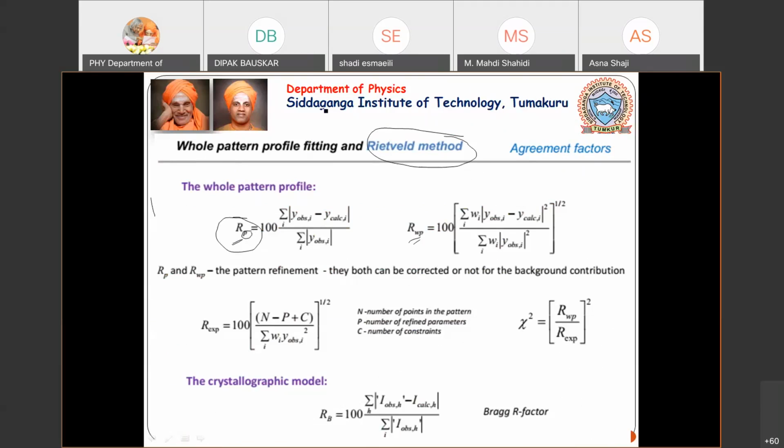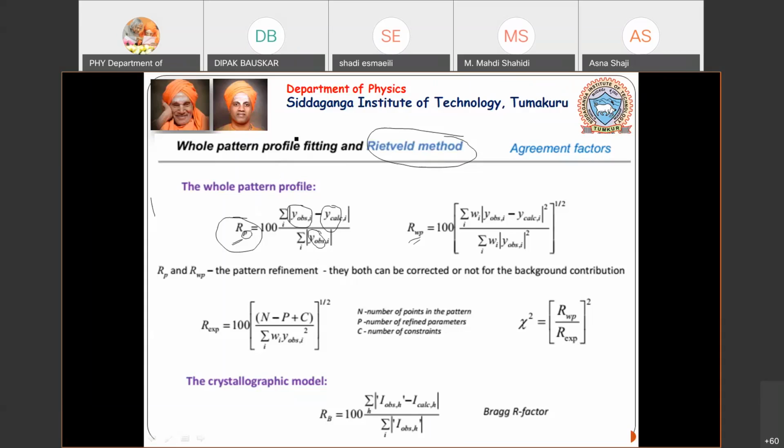When you do a profile fit or a Rietveld fit, you get these Rp, Rwp, or Rexp values in your out file, or even when you run FullProf, it shows all these things. So you should know the meaning of this. The residual profile formula: y is your intensity, the observed intensity minus your calculated intensity, divided by your observed intensity.